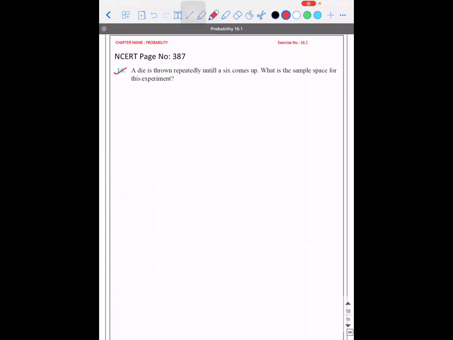Next. A die is thrown repeatedly until a 6 comes up. What is the sample space for this experiment? This is again an infinite sample space. If 6 comes, it is left. Then what will you have?